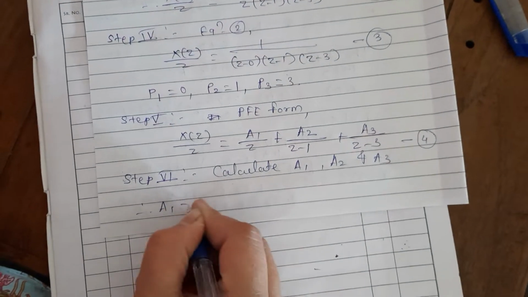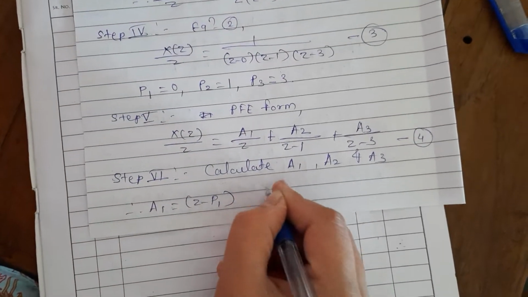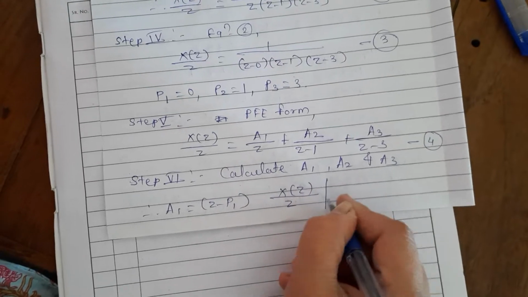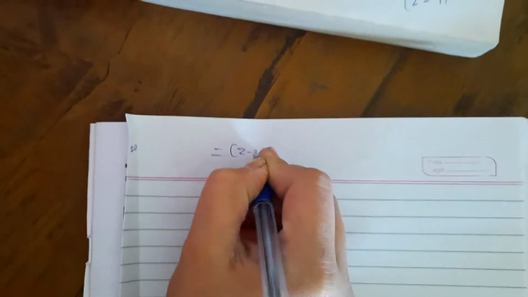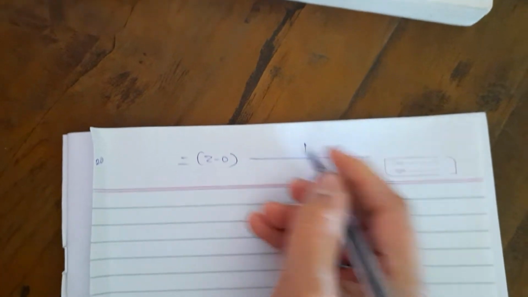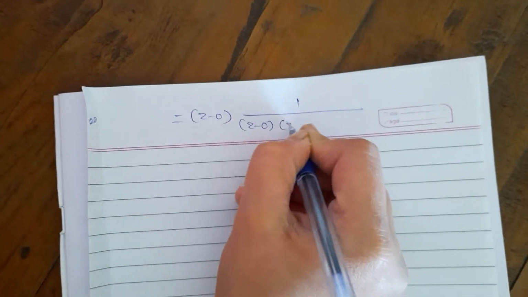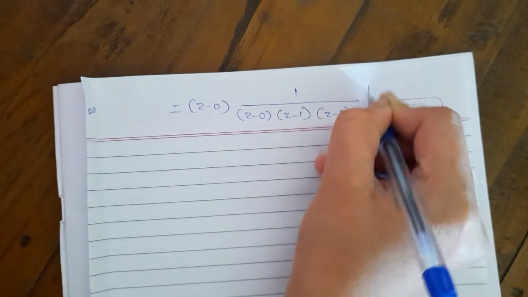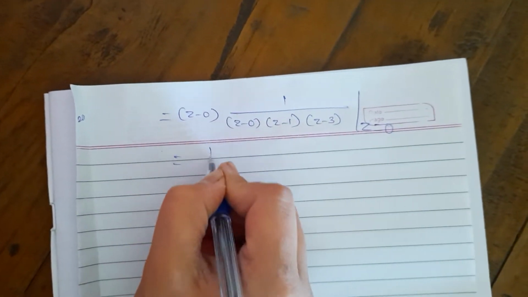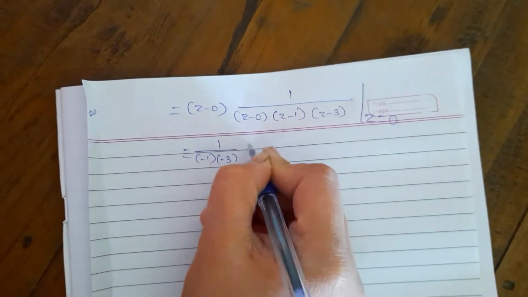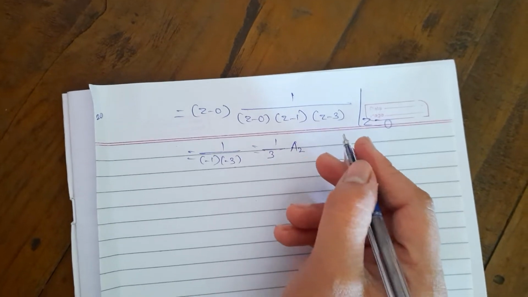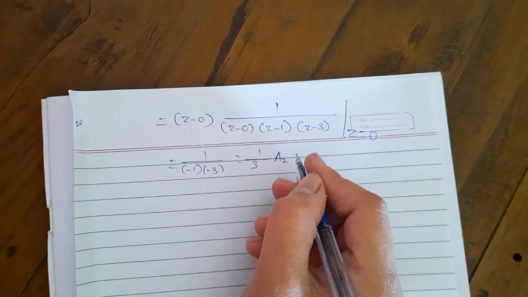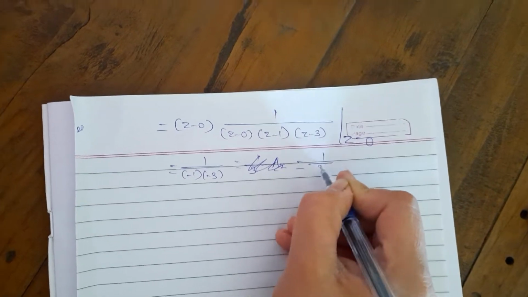Therefore a1 is equal to z minus p1 times X of z by z at z is equal to p1. We substitute these values here. The equation becomes z minus 0 into 1 by z minus 0, z minus 1, z minus 3 at z is equal to 0. So 1 by minus 1 minus 3. So it is 1 by 3. So here the answer is 1 by 3.